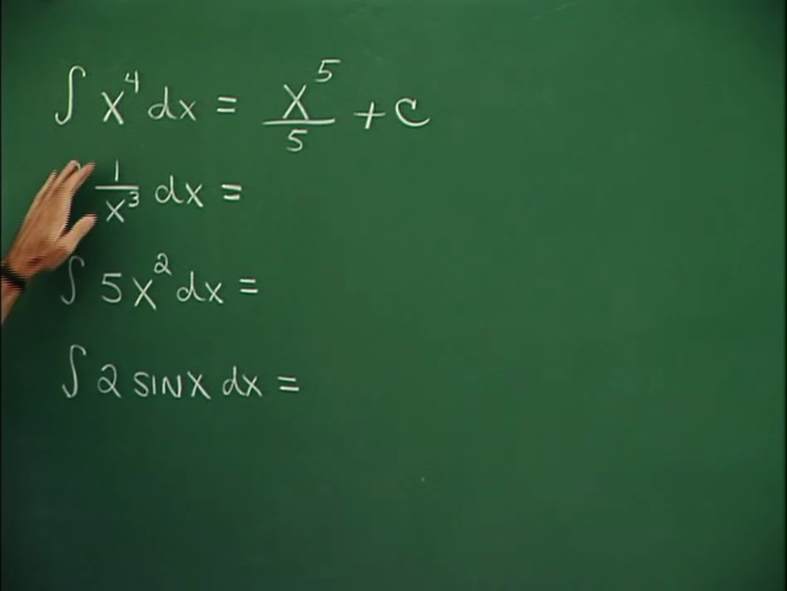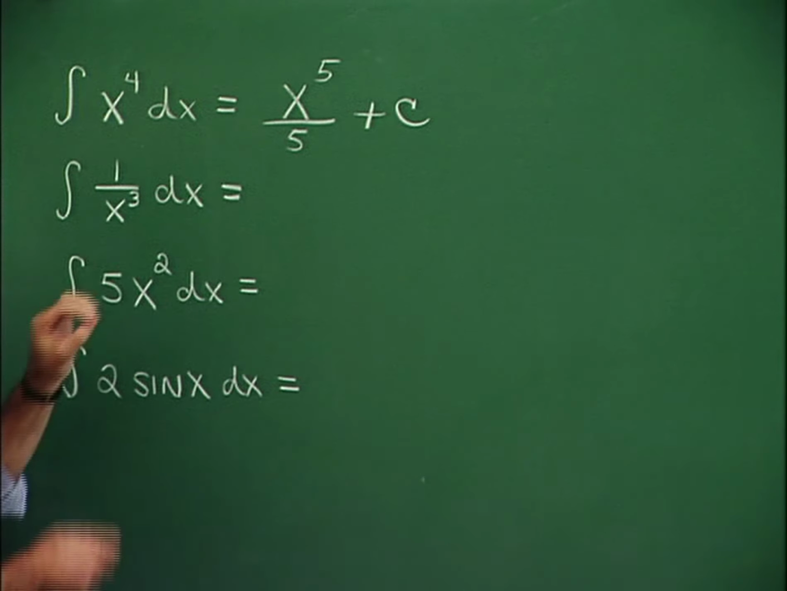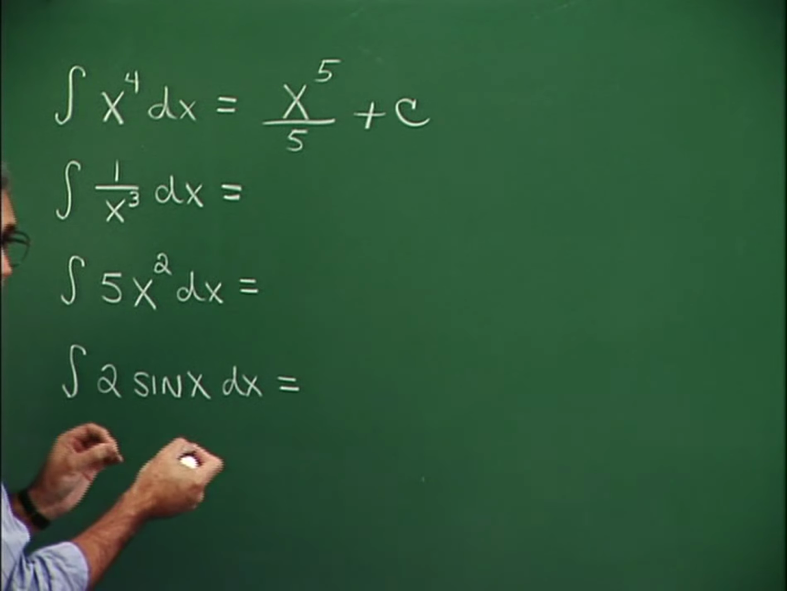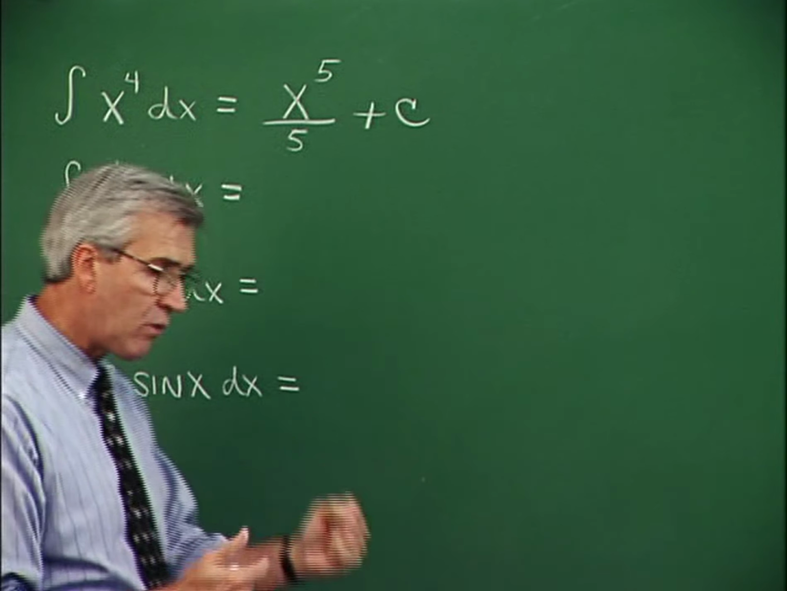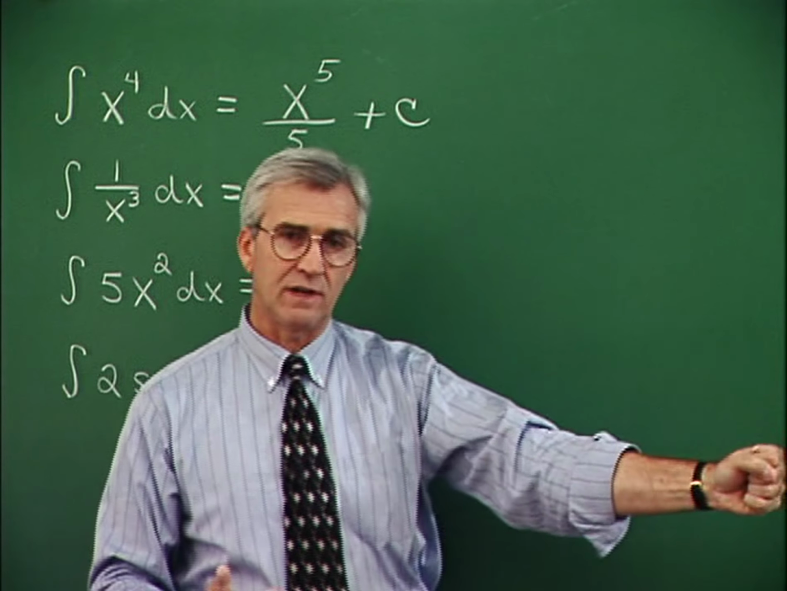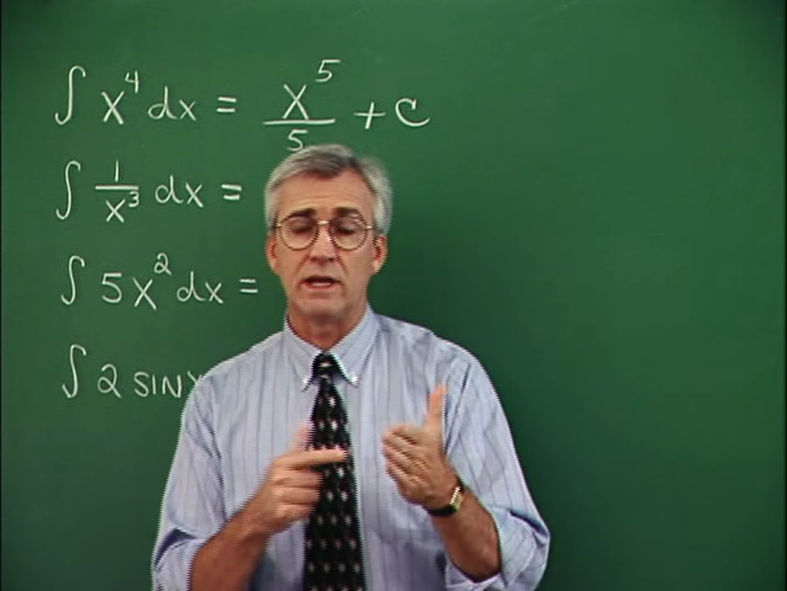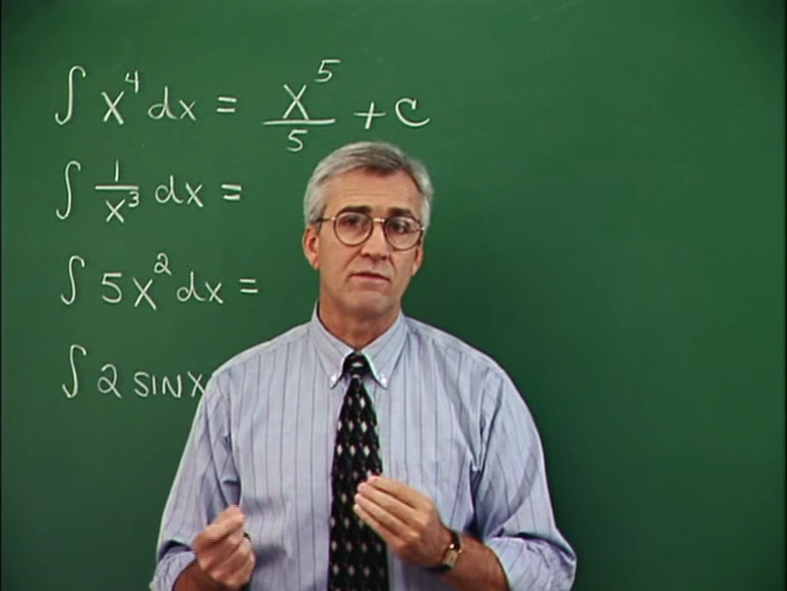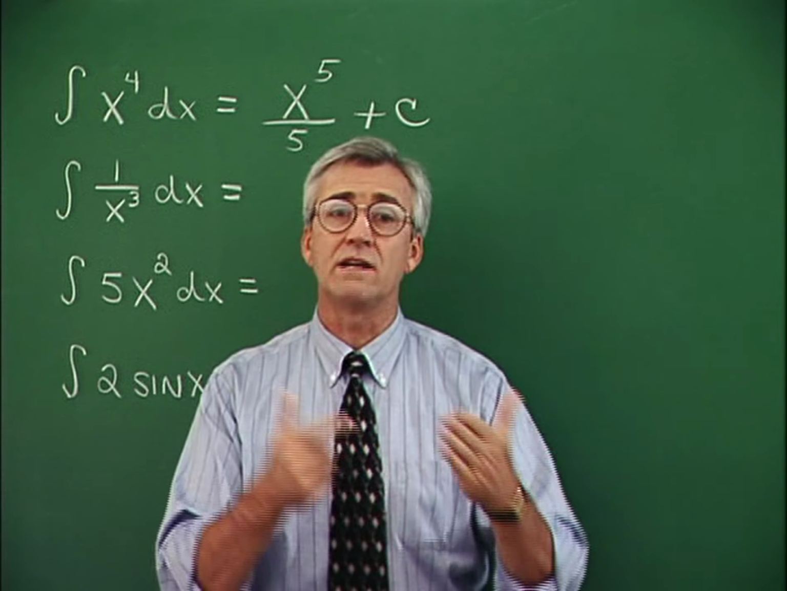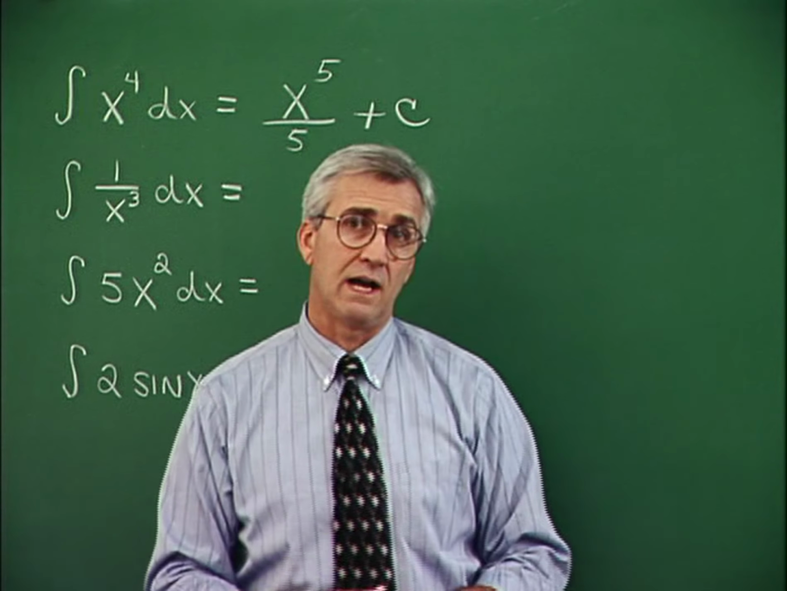Here we have the integral of 1 over x cubed dx, and it's handy to rewrite before we integrate. And the whole process here of rewriting, then integrating, and then simplifying is very similar to the idea that we considered in the last chapter when we were finding derivatives. You remember it was a rewrite, derivative, and simplify idea.